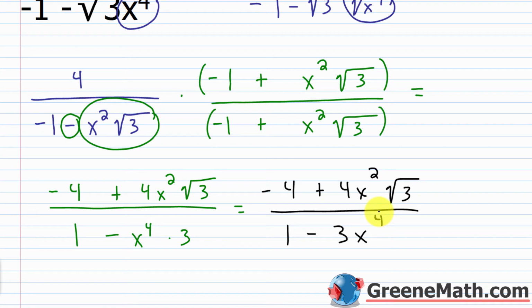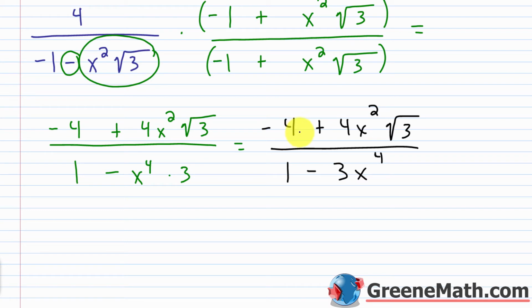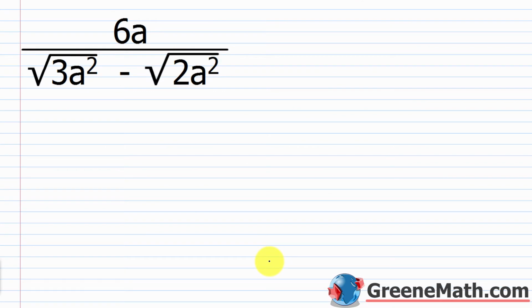Now, is there anything else I can do to simplify here? Well, I could factor out a 4 or a -4 from the numerator, but there's nothing I can really cancel that with in the denominator. There's not really anything else we can do to simplify, so we just report our answer as -4 plus 4x squared times the square root of 3 over 1 minus 3x to the 4th power. All right, let's take a look at another one.